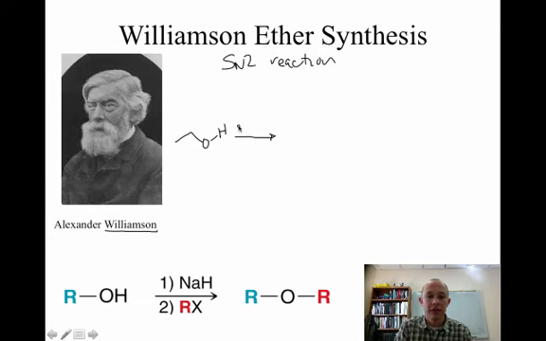One of the easiest ones to use is sodium hydride. So this is a common choice when we're making an ether. Sodium hydride will remove this hydrogen. So instead of having an alcohol, now we have an alkoxide. This is a much better nucleophile because it's negatively charged.